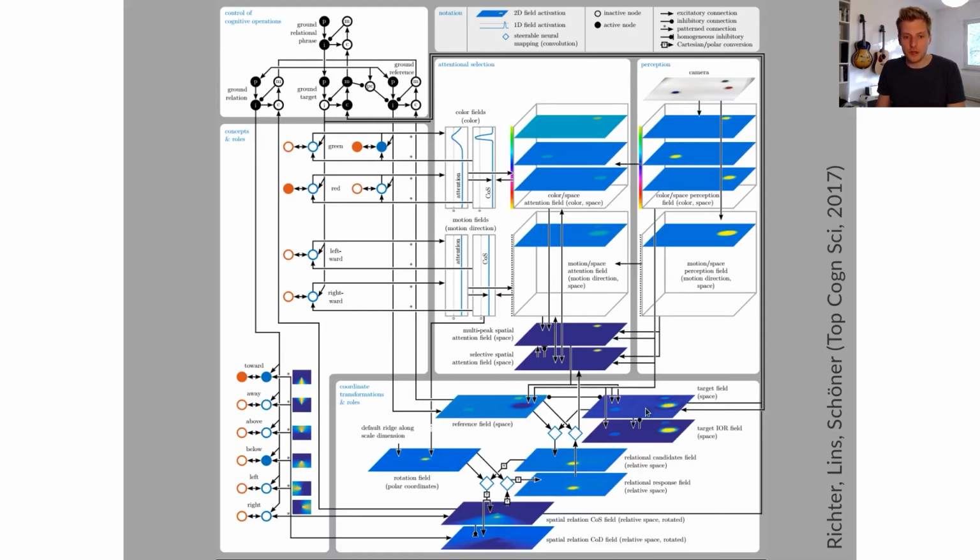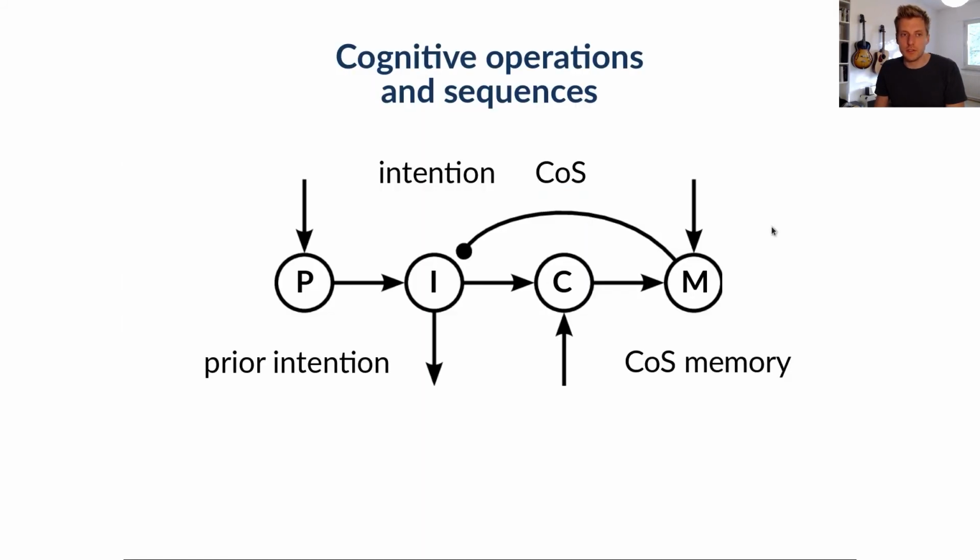Good. So now we've talked about the coordinate transforms down here. This is a bit more complicated because it also does rotation. The last bit of the architecture is up here, in control of cognitive operations. This part of the architecture controls which parts of the whole architecture are active, where the flows of activation go, and allows it to generate different behaviors depending on what task it has to do.